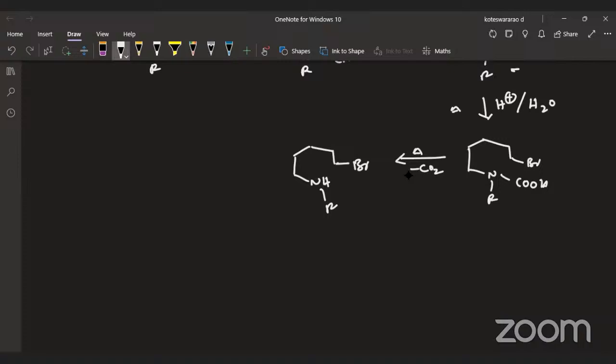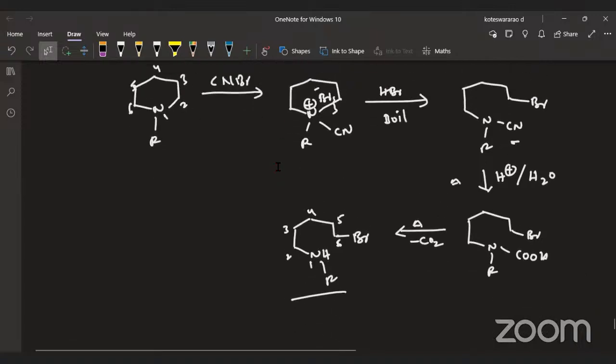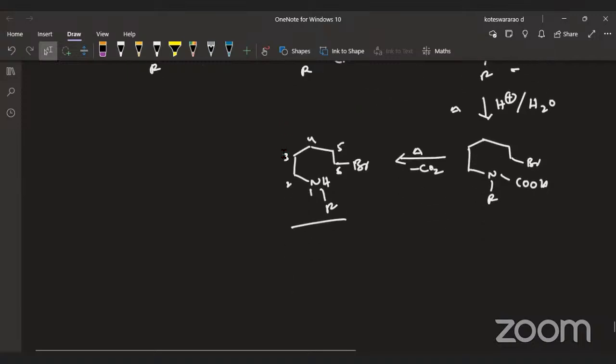Then the formation of the secondary amino bromide derivative indicates the size of the ring. You start the numbering with 1, 2, 3, 4, 5, and whatever carbon is attached to the bromine, that is the 6. Therefore, the alkaloid contains a 6-membered ring. Simply, you can find out the size of the ring and the type of the heterocyclic ring.